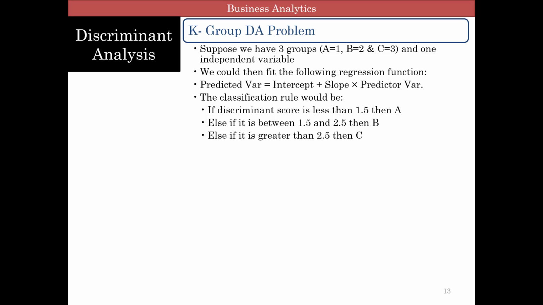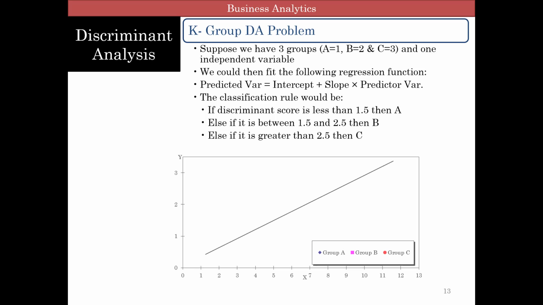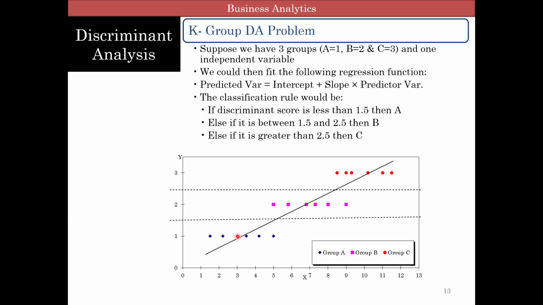So what happens if we have more than 2 groups? Let's say we have 3 groups, and we assign A as 1, B as 2, and C as 3, and we have 1 independent variable. We have a classification rule which says, here is A, here is B, and here is C. Anything less than 1.5 will be A, this will be B, and this will be C. This will actually work if you have it set up this way, because it's kind of linear, right? You have group 1, group 2, and group 3.